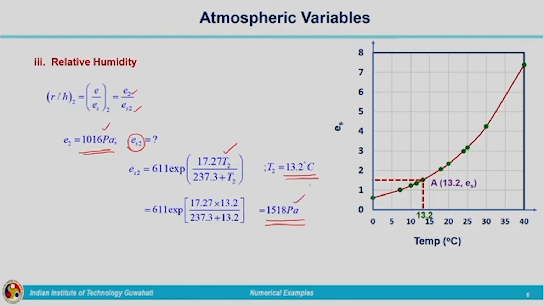We can substitute in the given expression for relative humidity. When we substitute, we will get the value of relative humidity at section 2 as 0.669. In percentage, it will be 66.9%. So, this is the relative humidity at a level of 1200 meters above the ground surface corresponding to the data given to us.